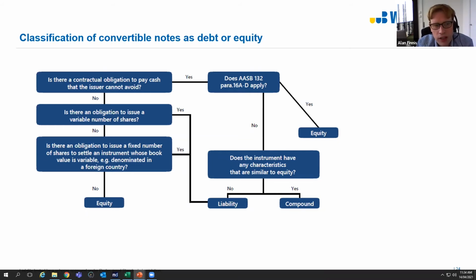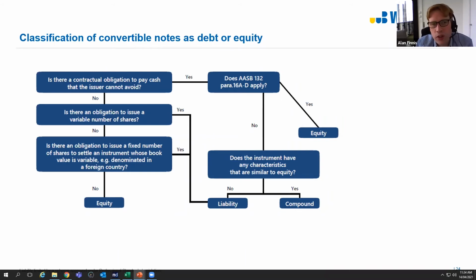So just to take you through that, in the top left: is there a contractual obligation to pay cash that the issuer cannot avoid? The majority of cases there would have a contractual obligation to pay cash. Usually with these convertible notes, there's a coupon payment or a payment at the end which they can't avoid. So that gets you into the box on the right.